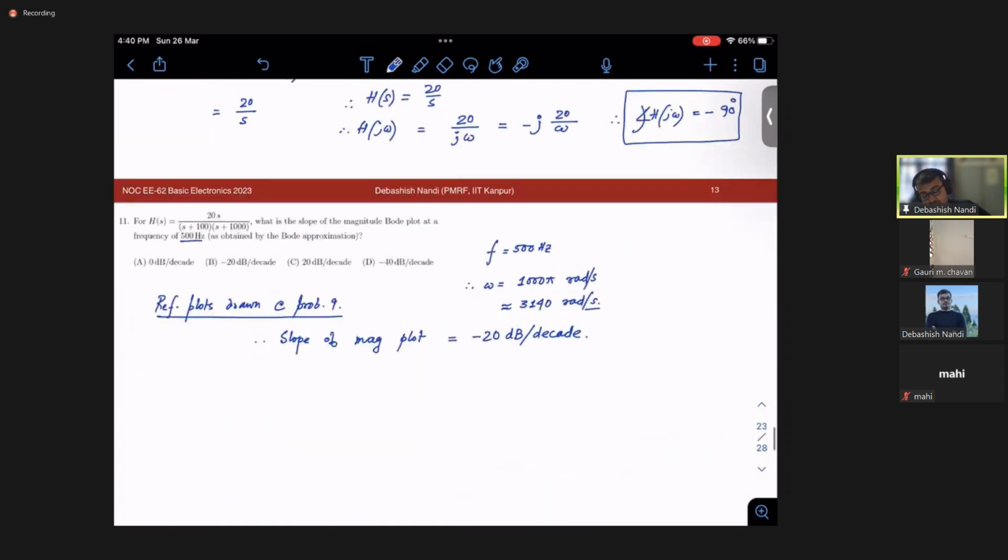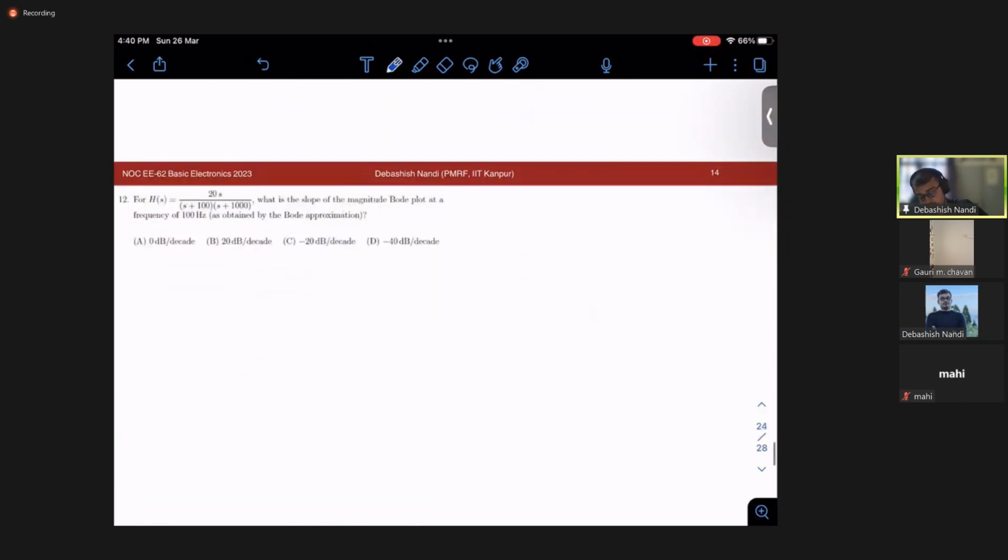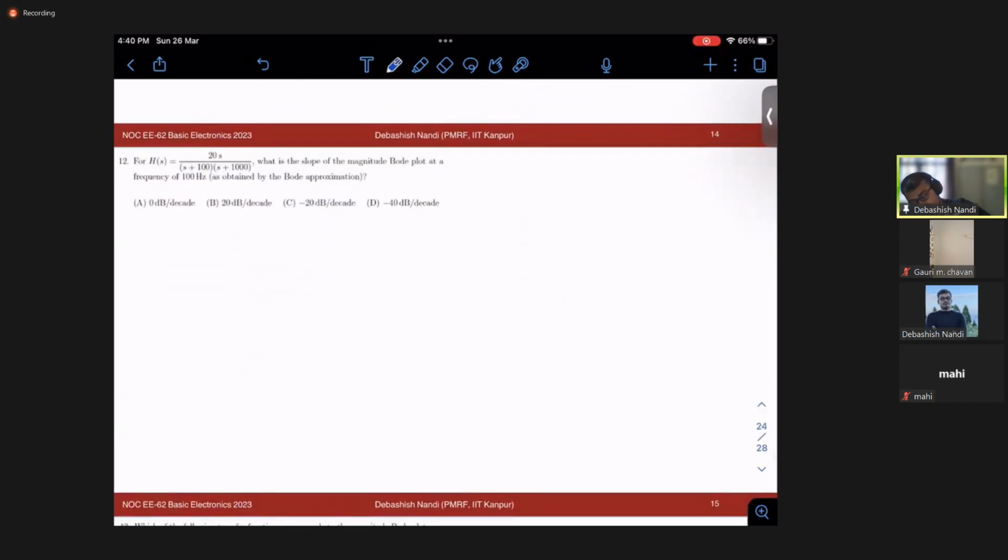So you need to first convert it to omega, then check the range, because the x-axis in the Bode magnitude and phase plot is omega. So minus 20 dB per decade is the right answer. So B is your right answer. Okay, so let's move on to the next problem.